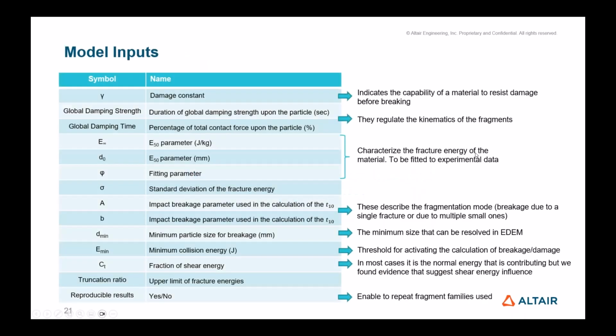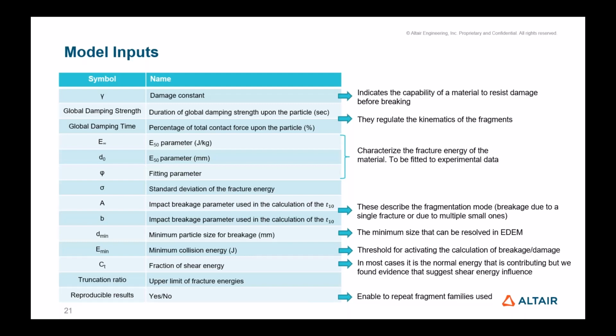So I want to briefly talk a little bit about the setup or the workflow of the model. And these are all the inputs that are required if you're going to run it. There are a few of them I will explain. So the damage constant is basically controlling how much we weaken a particle after an impact that wasn't enough to break the material. And then global damping, strength, and time. I've already mentioned what it does: it tries to make sure that the fragments do not explode. They're not always necessary. It's just in case you have a very compacted system, you may want to make sure your fragment release is controlled.